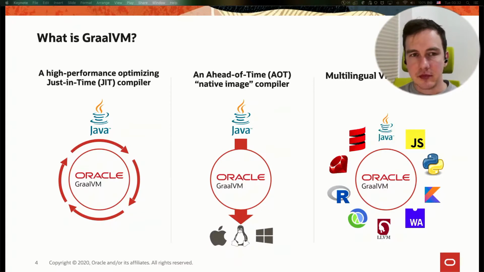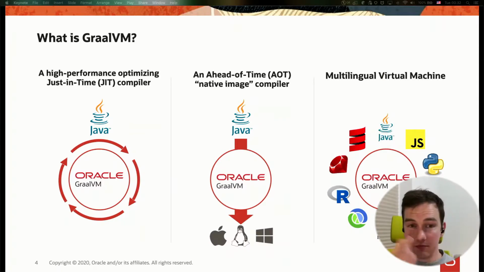And also, GraalVM is a multilingual engine, so you can run other languages in the same process as your Java application, right? So you can maybe spice it up with some JavaScript scripts or maybe some Python scripts for machine learning, and you can run it inside a single process using a comprehensive polyglot API.